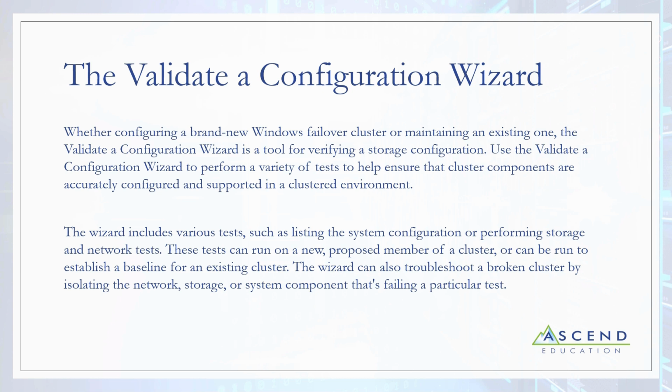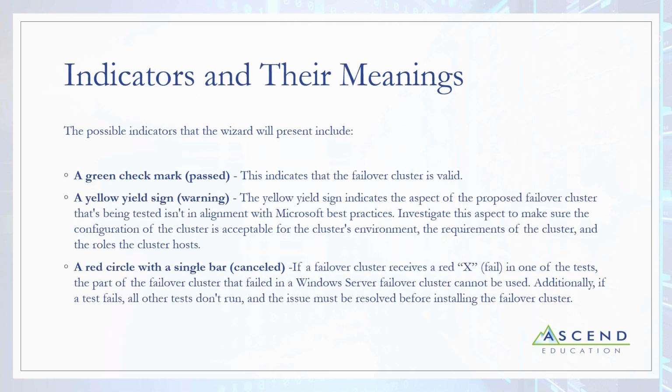Now, if they don't pass, it'll tell you what's wrong, and it'll give you suggestions on how to fix it, which is a great feature. So you want to make sure you have that in there. Otherwise, your cluster either may not be allowed to be created, or even if it is allowed, it may not function optimally. So a green check mark when the tool is being run means that everything's good. The yellow yield sign will allow you to create the cluster, but it will give you a warning. And then the red circle will stop you from creating that cluster.